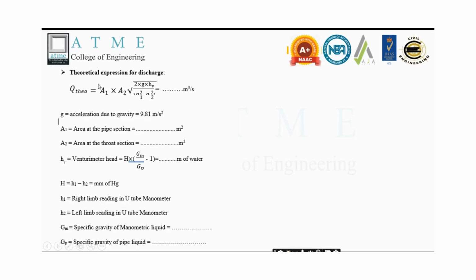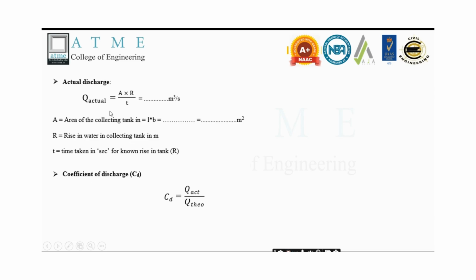With that we can calculate the theoretical discharge, that is Q theoretical equals A1 into A2 into square root of 2g Hv divided by square root of A1 square minus A2 square. Here g is the acceleration due to gravity, 9.81 meter per second square, and Hv is the Venturimeter head, which can be calculated as H into (Gm by Gp minus 1), where Gm is the specific gravity of the manometric liquid or mercury, and Gp is the specific gravity of the liquid. So here Gm will be considered as 13.6 and Gp will be taken as 1.